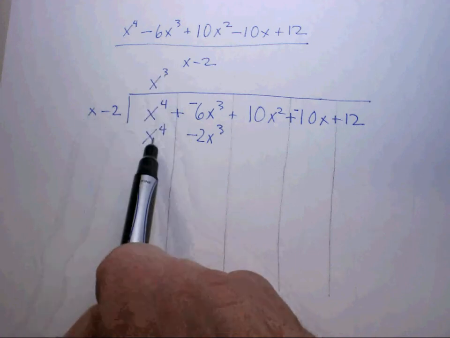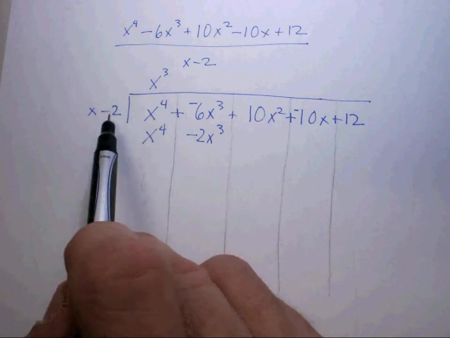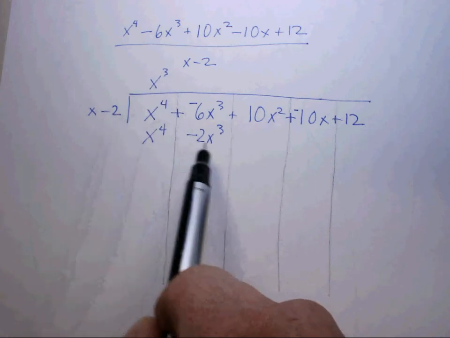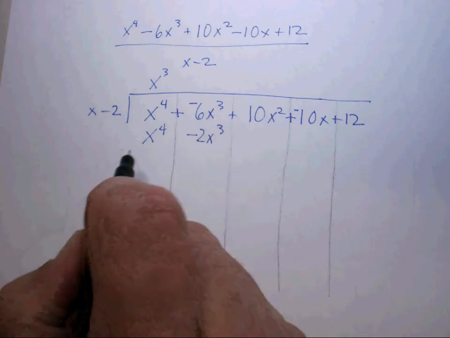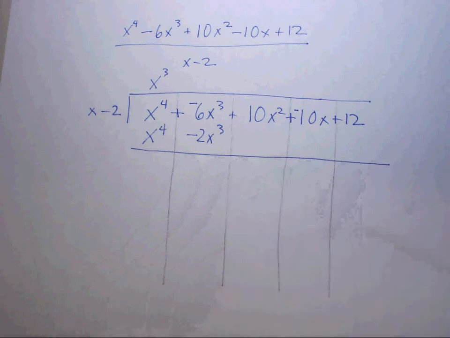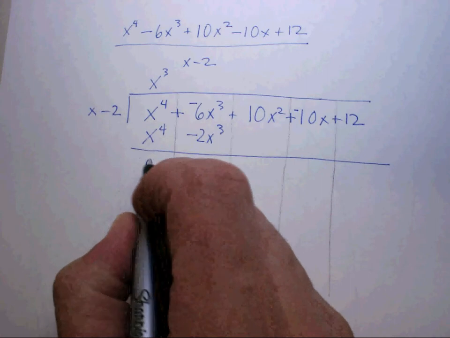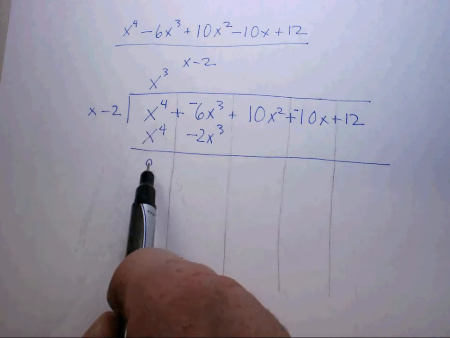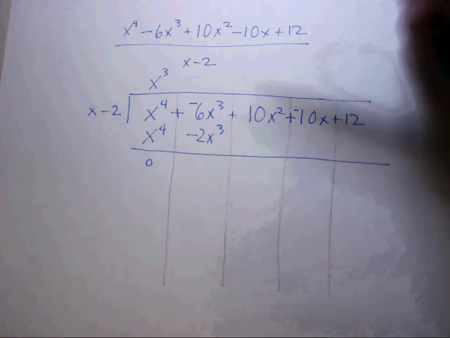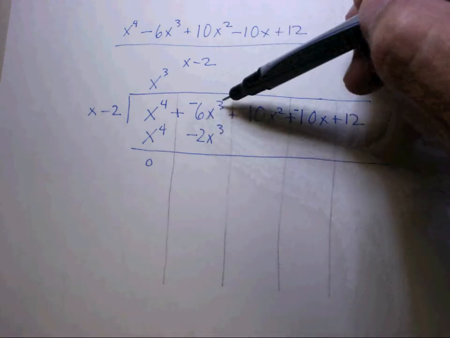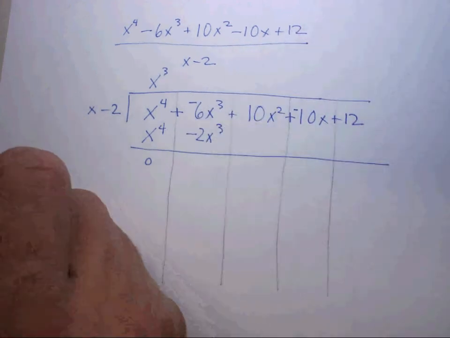So one more time. What times x gives me x to the fourth? And the answer is x cubed. So I multiply that times that and put that there. I multiply that times the second part of my binomial, it's negative 2, and I put it in the negative 2x cubed, or the x cubed column. Let's go ahead and subtract those just like you do in regular long division. That minus that is 0. Now if you do this correctly, your leading terms will always be 0 when you subtract them.